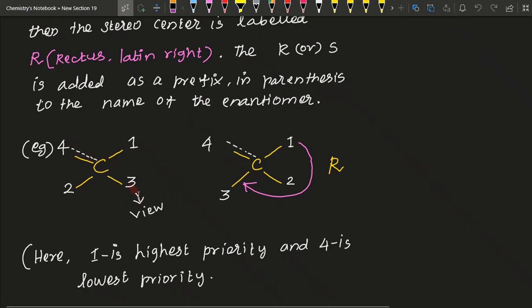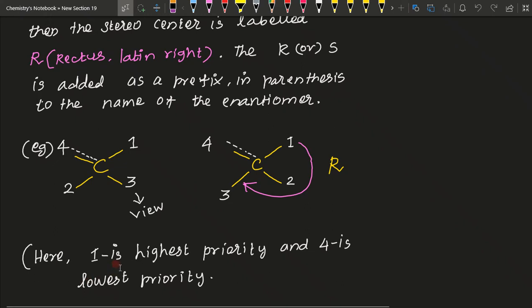Here 3 is the viewpoint. The 4th substituent has the lowest atomic number. It may be a hydrogen atom. See here, this is the view. If we look at this side, the arrow going to 1, 2, 3 is denoted R. R is rectus, right side.